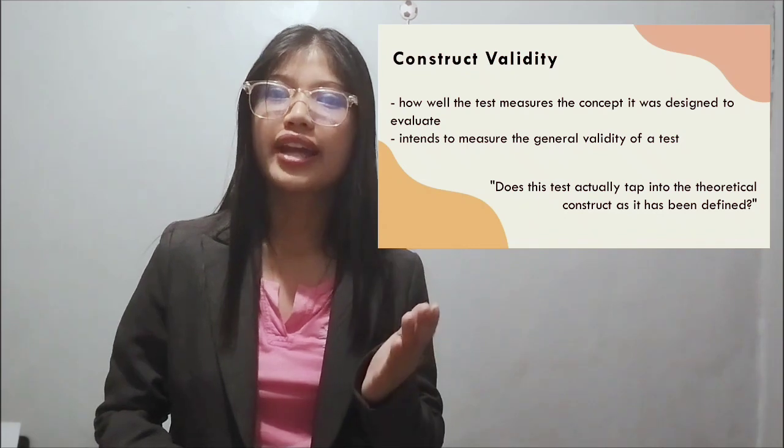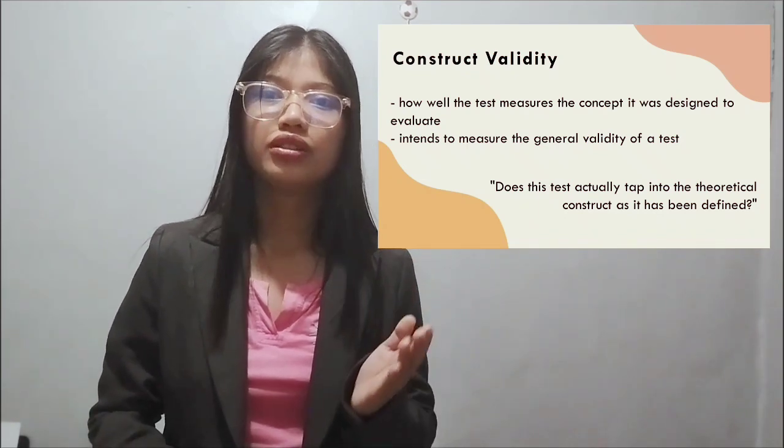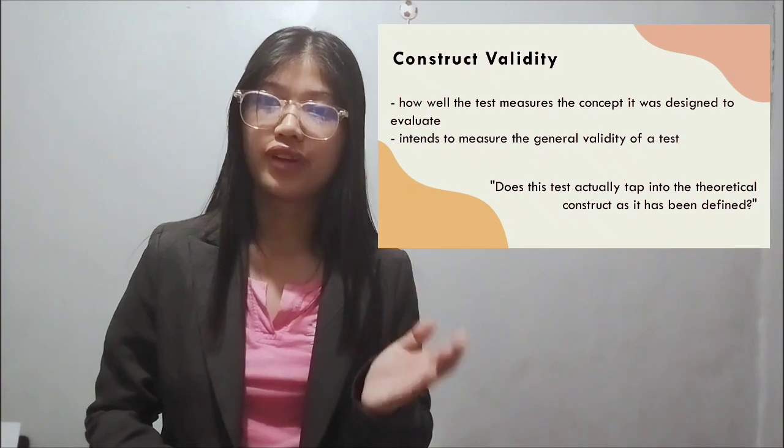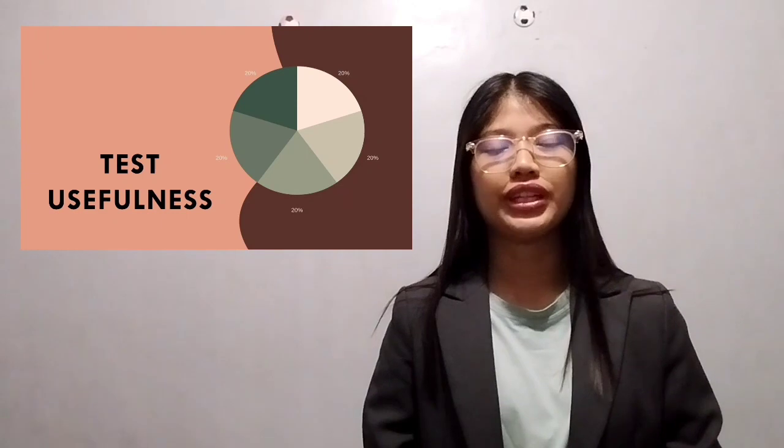The second thing that I mentioned a while ago is that it should have a relationship with other constructs. Now, we use the example fluency. In order for it to have a relationship with another construct, let us relate it to anxiety. Now, we can say that as the anxiety increases, the fluency decreases, and vice versa. In construct validity, we should ask the question, does this test actually tap into the theoretical construct as it has been defined?